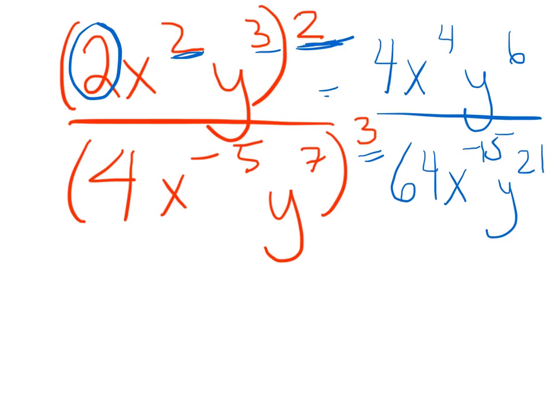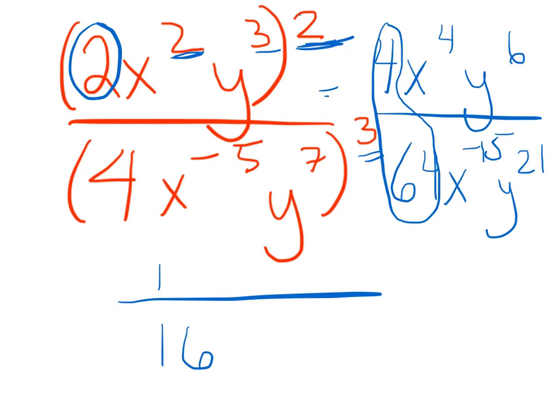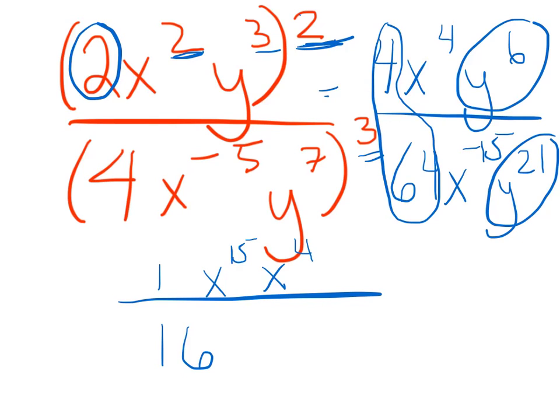So now a lot of you, I have to say, need to remember that this 4 and 64 you can simplify, and you get 1/16. You have this x to the fourth, x to the negative 15th. That means I really have x to the 15th in the numerator and an x to the fourth also. And then I have my y to the 6th here, y to the 21st. I'm dividing, so I subtract exponents. I'm left with y to the 15th in the denominator.